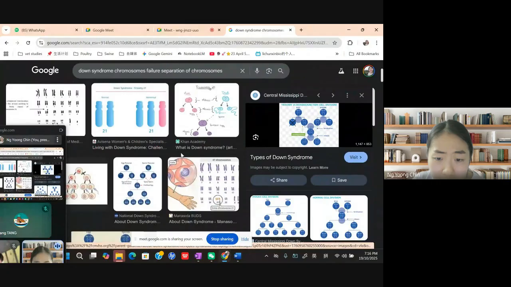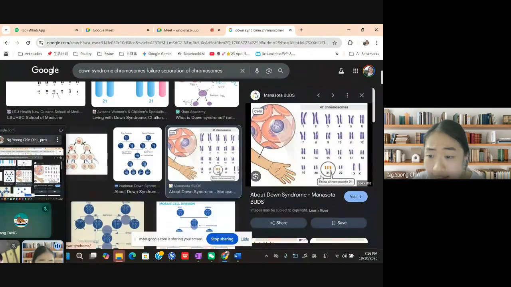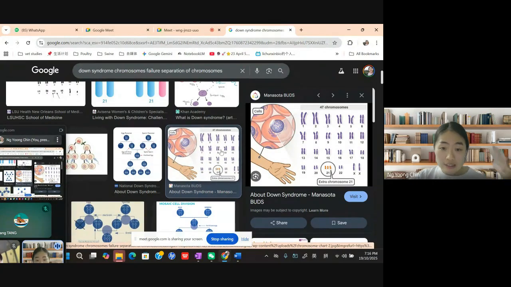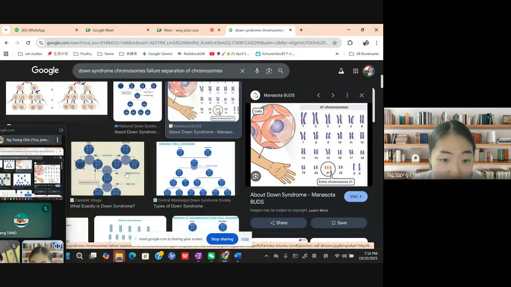So the concept is something like this. I think I'd better show you a picture. You can see there are 47 chromosomes in every body cell of ours. It's not only one body cell; every body cell also has this extra 21 chromosome. That's why in Down syndrome, the children will have an abnormal appearance, and then they will have a lot of defects. So let me show you this one.